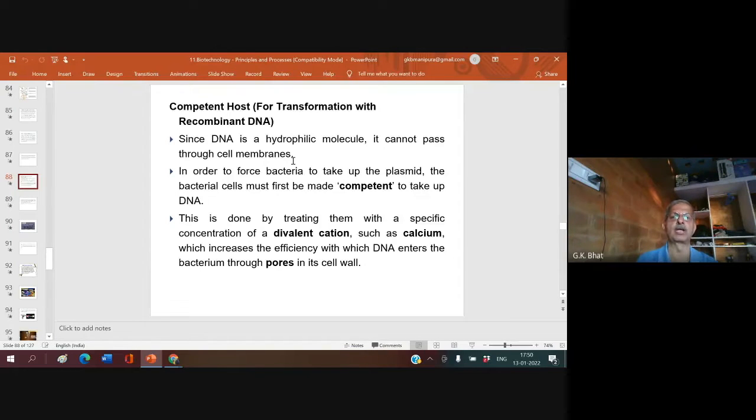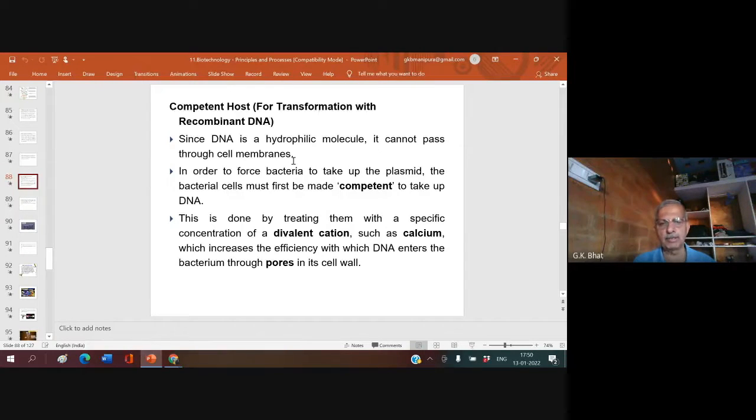competent to take up DNA. What has to be done? The bacterial cell must first be made competent. That means DNA should pass through the wall of the bacteria. This is done by heating them with a specific concentration of divalent cations such as calcium, which increases the efficiency with which DNA enters the bacterium through pores in its cell wall.